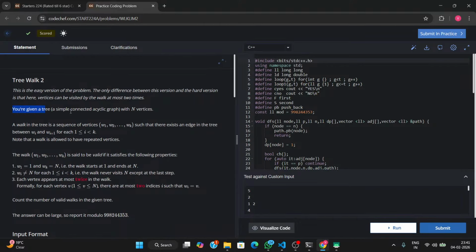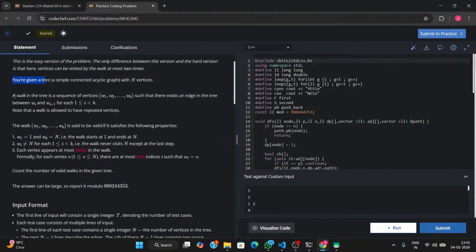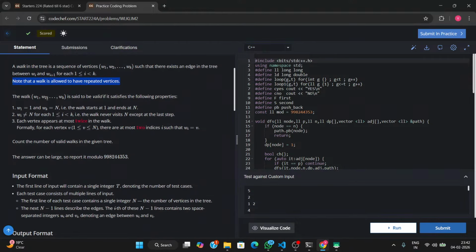So we are given a tree with n vertices. We can walk on the tree in a sequence of vertices W1, W2, ..., WK, such that for every two adjacent vertices in the walk, there exists an edge between Wi and Wi+1. Also, note that the walk is allowed to have repeated vertices.